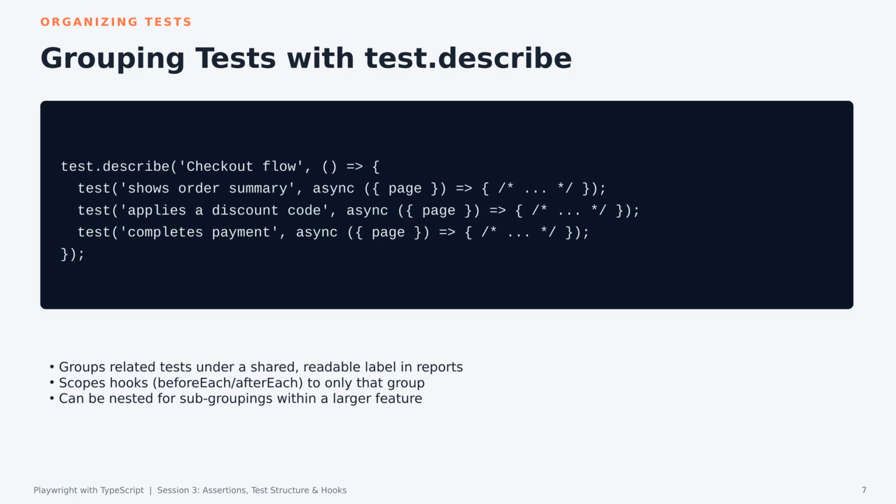Why bother with this? 3 reasons. It groups related tests under one shared, readable label that shows up nicely in your reports. It scopes hooks, before each and after each, to only that specific group rather than applying to your entire test suite. And you can actually nest these describe blocks for subgroupings within a larger feature area.